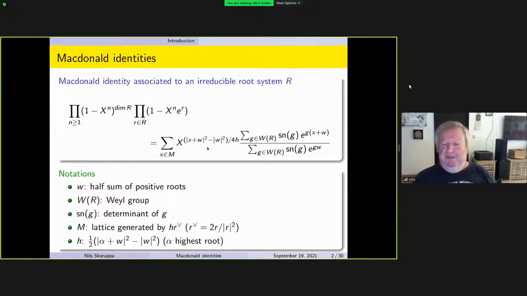This McDonald identity, at the time when it was published, was quite a surprise for people, because it did a lot of things. It somehow triggered the development of Kac-Moody algebras, infinite Lie algebras, and that led in the end also to the algebraic representation of string theory in physics, for instance vertex operator algebras, the work of Borcherds on these things, and so on.